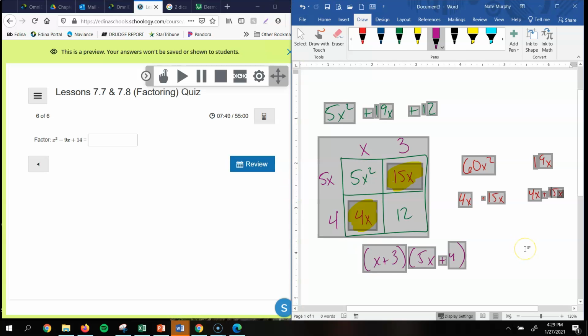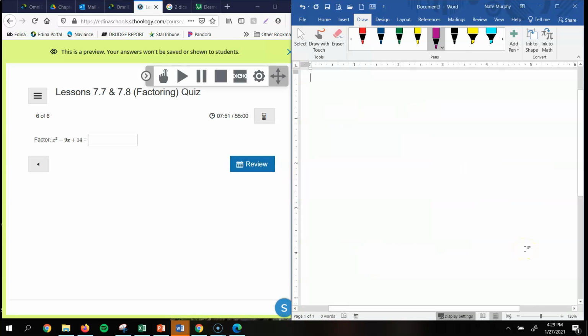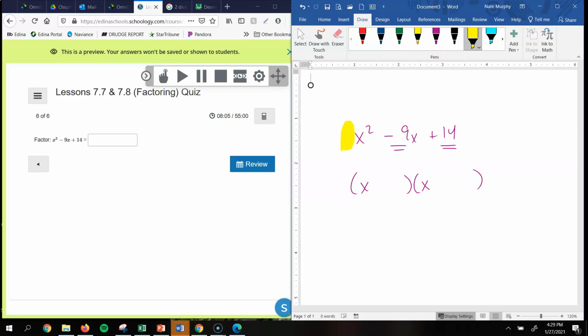Lastly, this one is one where you do not have to use that box method. We can just jump right in to just trying to figure out what two numbers multiply together to be 14 that add together to be negative 9. This trick only works this way because our leading coefficient here is 1. If there's no number there, then we can use this trick. And so what two numbers multiply together to be a positive 14 that add together to be a negative 9?